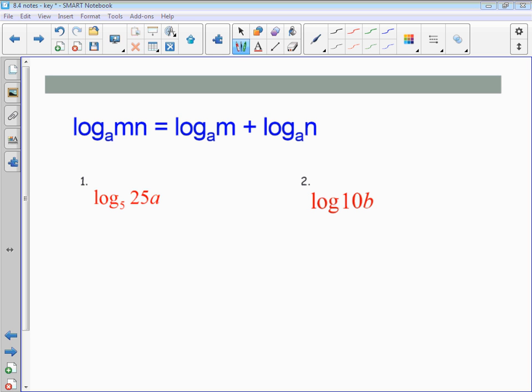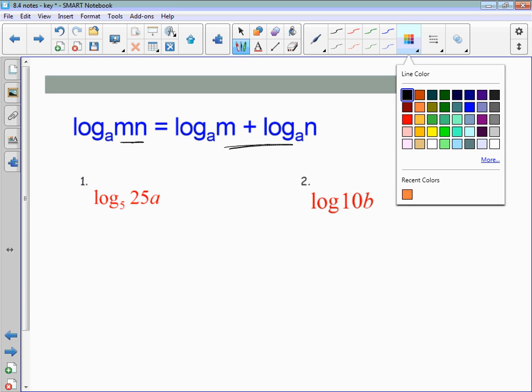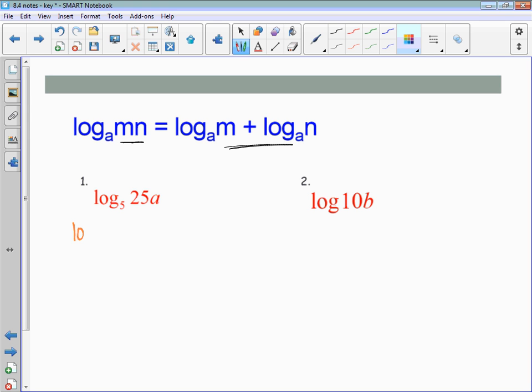All right, guys, so let's look at number 1 together. So again, when you're multiplying like this, you can write it as 2 separate logs that have been added together. So we could do log base 5 of 25 plus log base 5 of a.